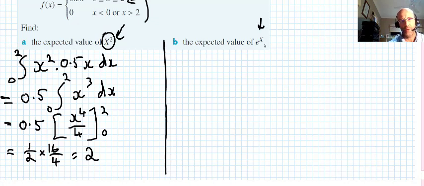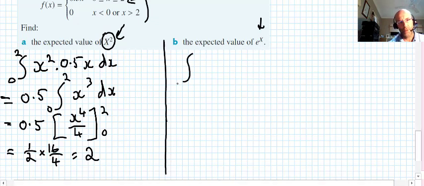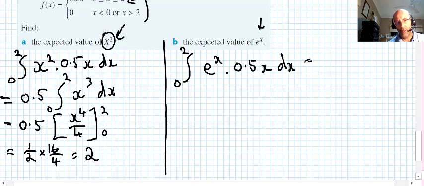Last part of the video, what about if the function g of x is e to the x? Okay, so this one will be from 0 to 2 of e to the x times 0.5x dx. Now that, again, whoops, that's an equal sign, 0.5 times the integral. Now, that's an interesting one to integrate, isn't it?